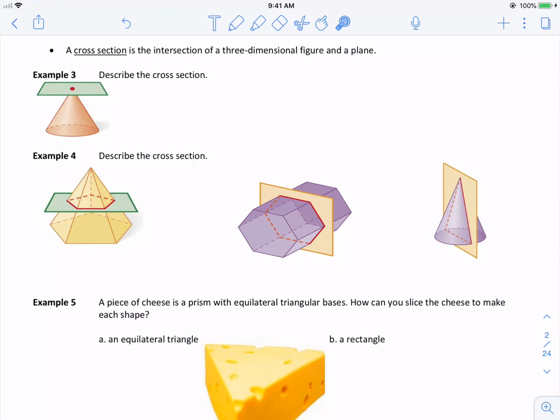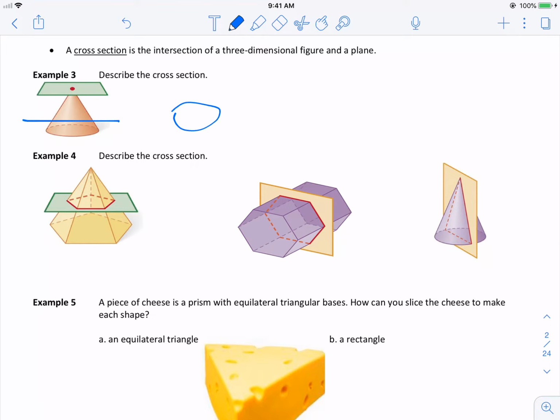So in that case, the intersection of that cross-section, or I'm sorry, of the plane and that cone would just be a point, that very tip of the cone. If we had intersected this cone any lower on the cone, then the cross-section would be the same shape as the base.